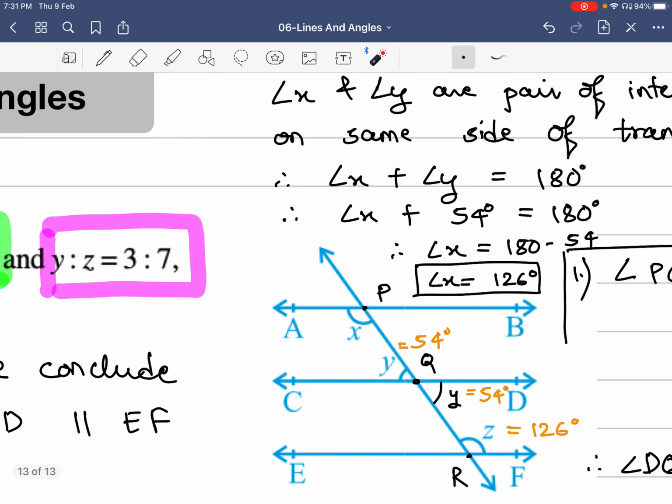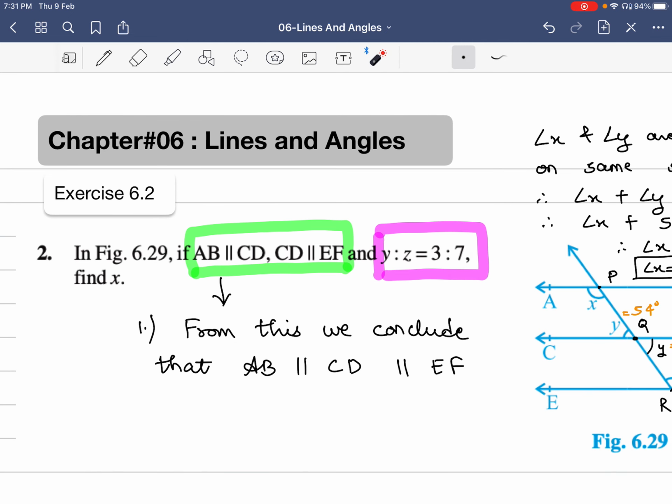So yes, we were to find the value of X. Here it is: the value of X will be equal to 126 degrees. So I'm going to box this answer.